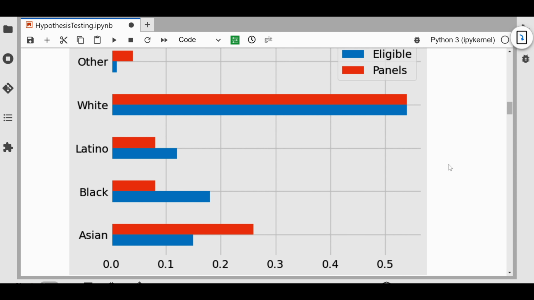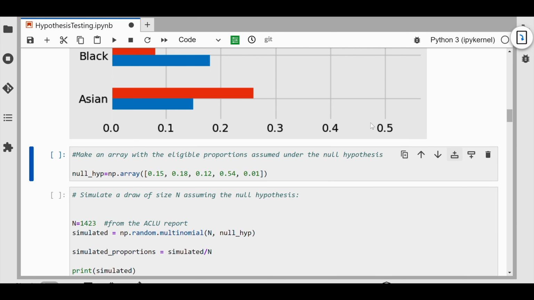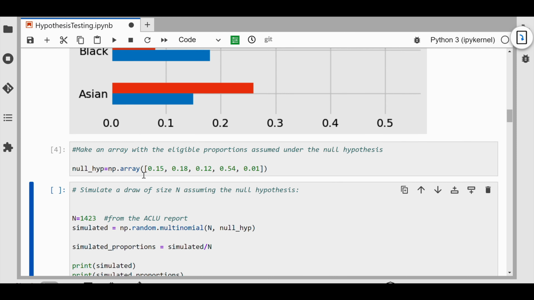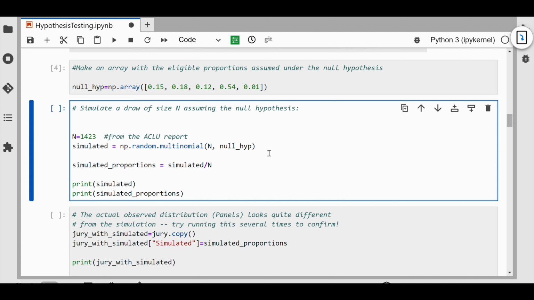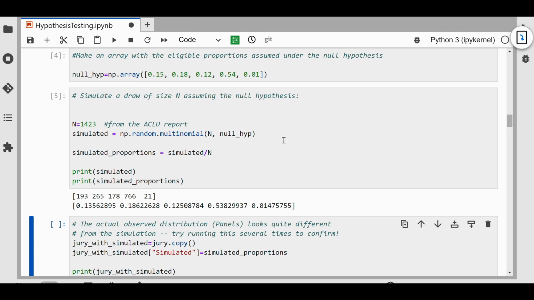Or is this not something that would have likely happened by chance? Is there some bias that's happening? So we're going to just make an array that has the proportions from the blue distribution. And then we're going to imagine just doing a random simulation. Here I'm just going to sample 1,423 jurors as they did in the report here, assuming that this was the underlying distribution of the population.